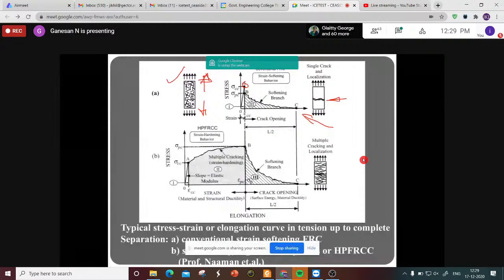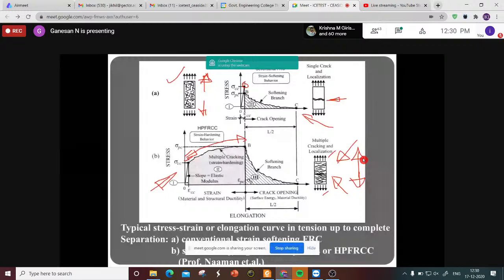On the other hand, come to this HPFRCC. This is also subjected to a tensile loading like this. So what happened in this case? When you look at this figure, immediately after the cracking, the first crack is very important here. The first crack takes place here, then you have multiple cracking. This entire area is a multiple cracking stage. After the multiple cracking stage, a lot of cracks will develop like this, and one of the cracks will keep on widening and the failure takes place.